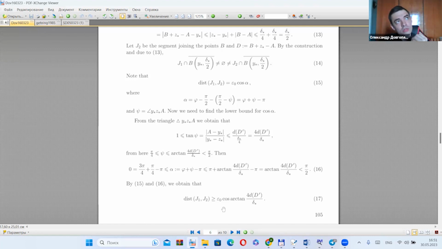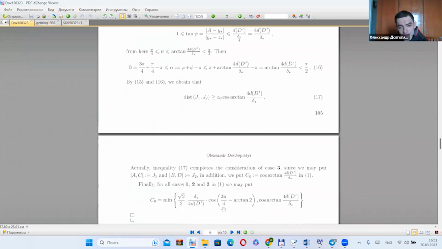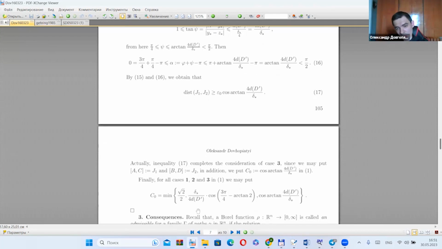Of course, for all three cases, we have different constants. So to find a constant which satisfies this theorem for any case, we should take the minimum value of all the numbers which we received earlier. And this ends the proof. Besides that, I want to show you some consequences which we can receive from this theorem.